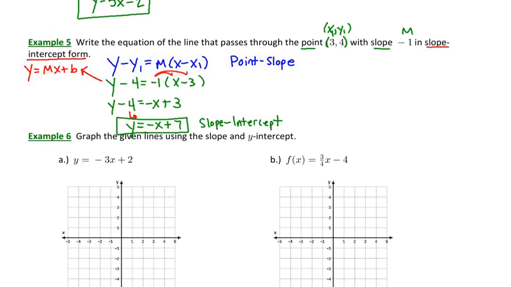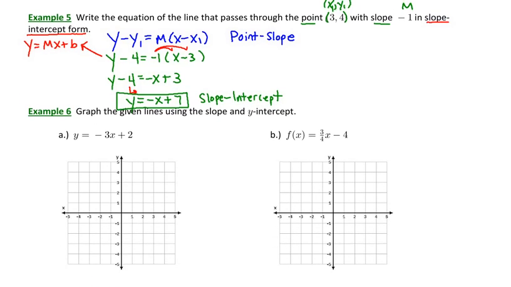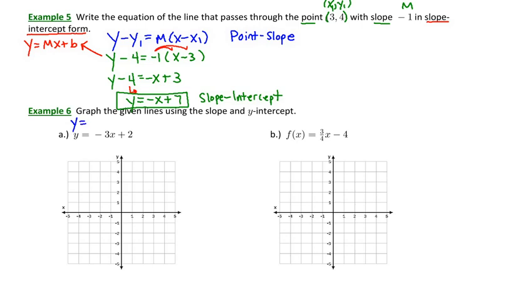Slope-intercept form is also useful when you need to graph a line. Let's take a look at example 6. Graph the given lines using the slope and y-intercept. So we have the equation y equals negative 3x plus 2. This is y equals mx plus b.